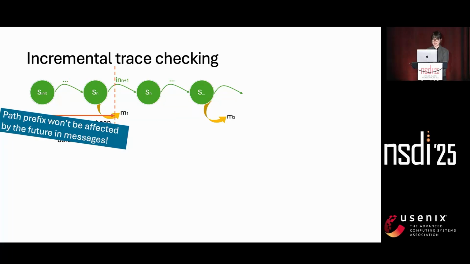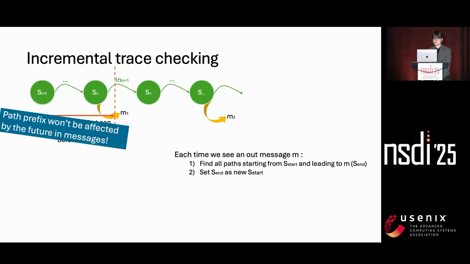So our basic idea is that each time we see an out message M, we find all paths starting from the S start and leading to the sent out message M. We call this state S end. And then we set the S end as the new S start for the next round of exploration.